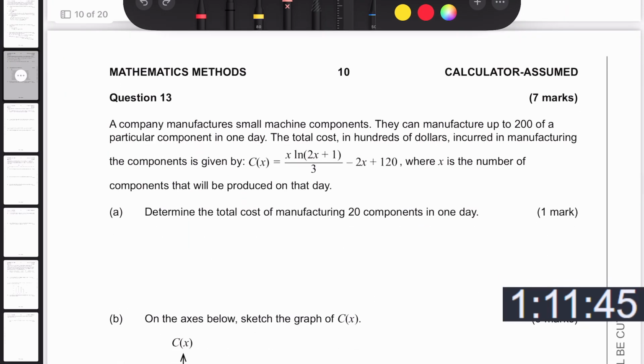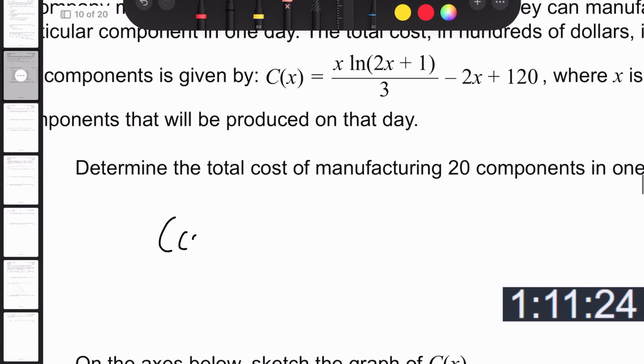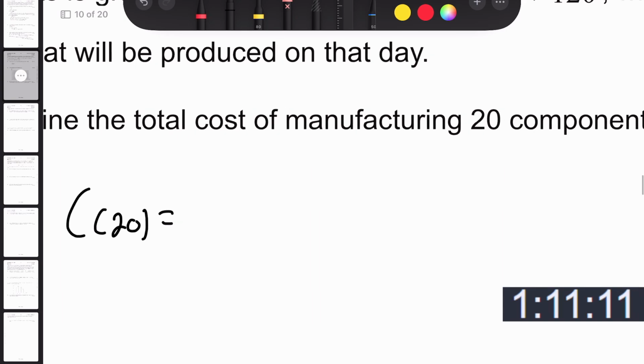Okay. A company manufactures small machine components. They can manufacture up to 200 of a particular component in one day. The total cost in hundreds of dollars incurred by manufacturing is given by C(x), where x is the number of components produced on that day. Determine the total cost of manufacturing 20 components in one day. So let me do x, ln of 2x plus 1, 3 minus 2x plus 120, given x is equal to 20. So it'll be $104.76.